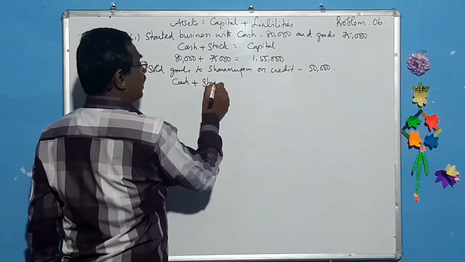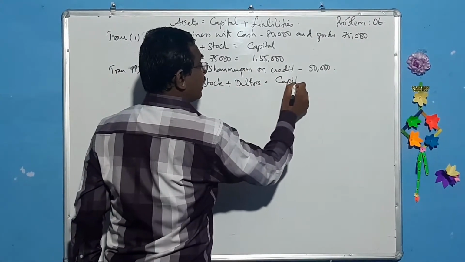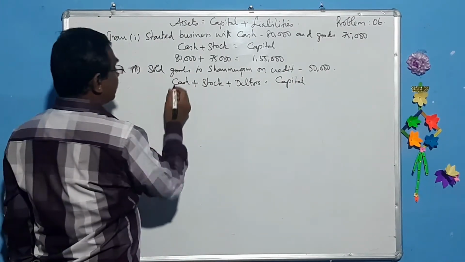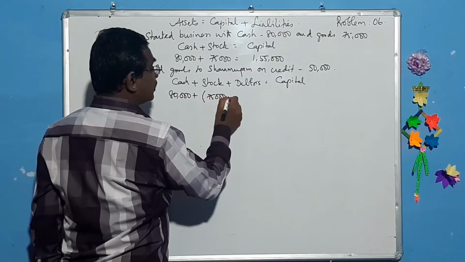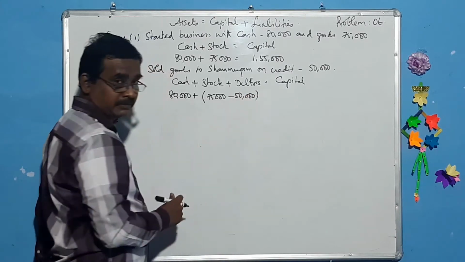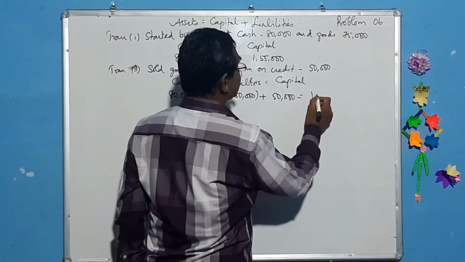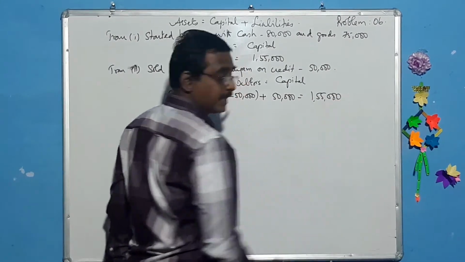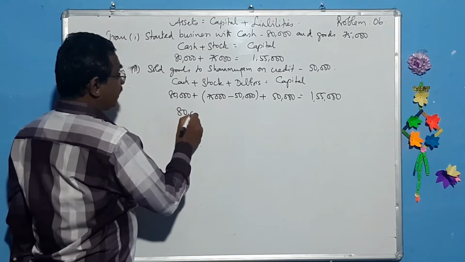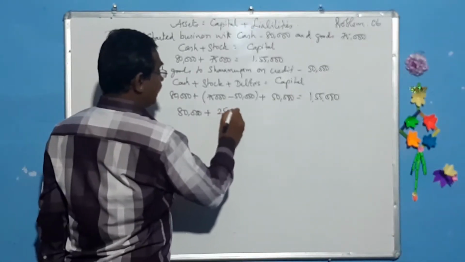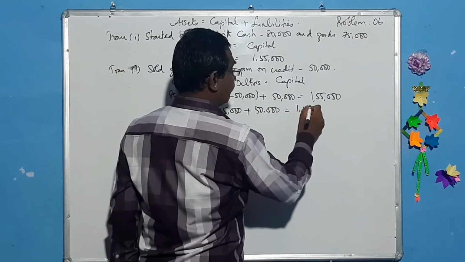Now let us write the items. Cash plus stock plus debtors is equal to capital. Remember, this is the equation. Cash, there is no change. Stock, there is a change. From 75,000, we have taken goods worth rupees 50,000. And debtors, Shanmugam becomes a debtor, 50,000. There is no change in the capital. It remains the same. Now we go for writing the final amount. That is cash 80,000, stock 25,000 and debtors 50,000 is equal to 1,55,000.